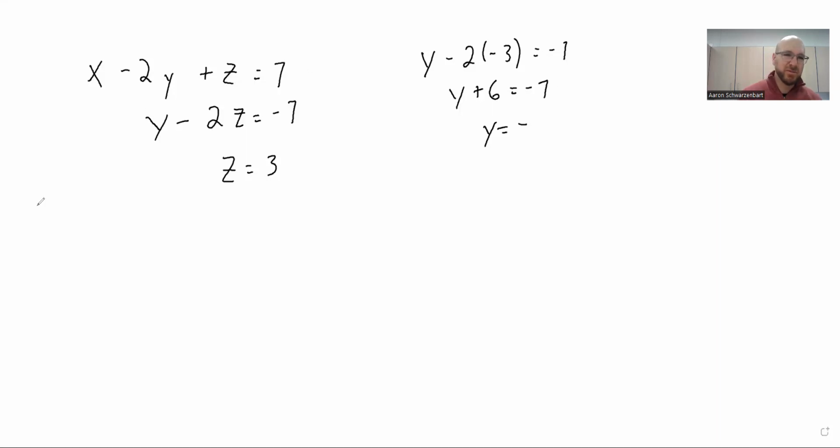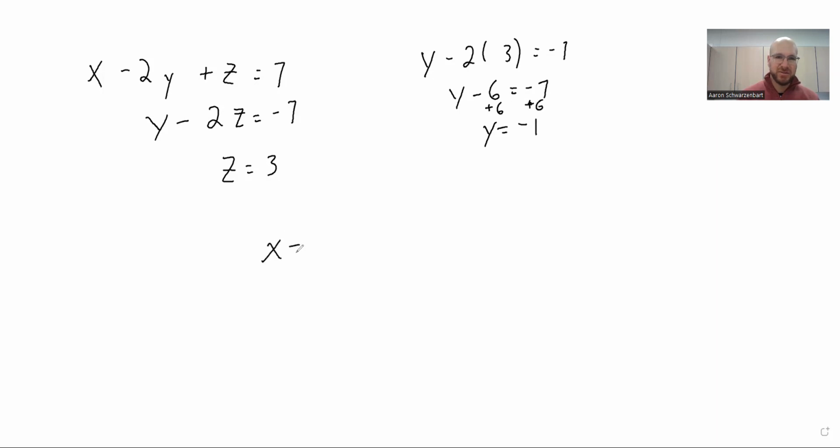Oh, I don't know why I plugged in -3. I'm ahead of myself. That's not negative. It's +3, and that makes it -6. I'm going to add 6 to both sides. I'm going to get y equals -1.